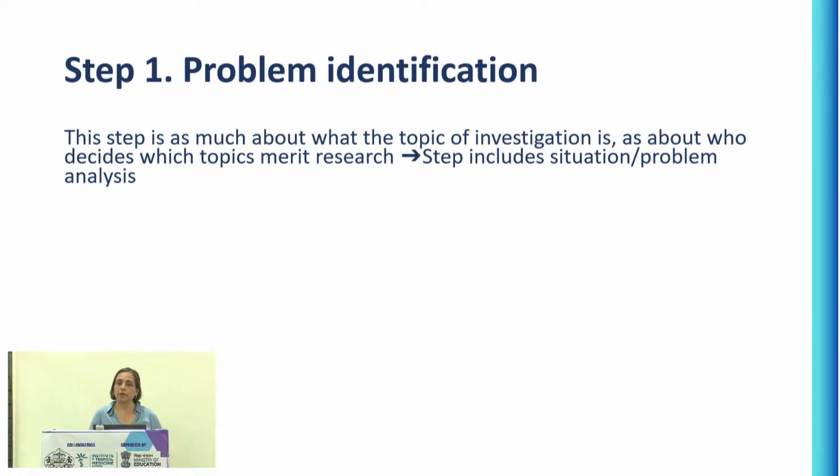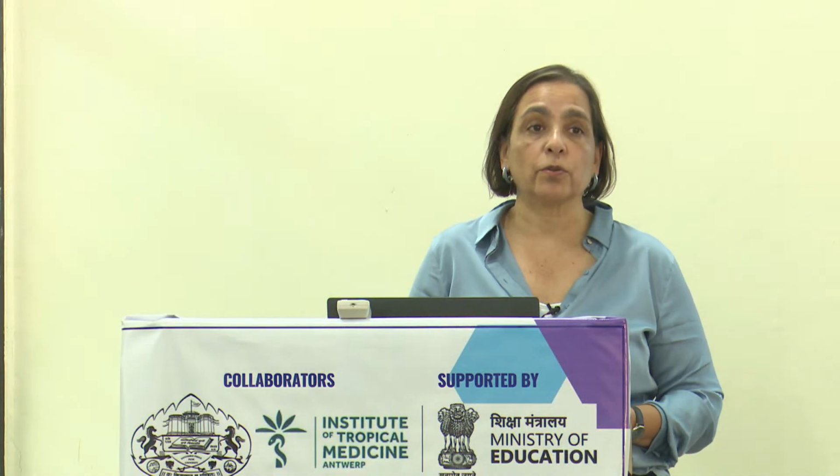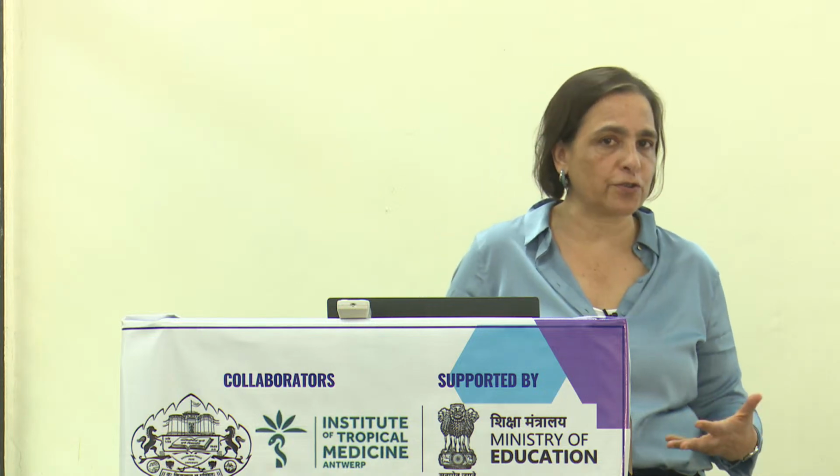So this step is as much about the topic of investigation as it is about deciding what merits research. Because when you choose to do your research, whether you're a PhD student or a master's student, or somebody who's commissioned to do a piece of work, you want to ensure that what you're doing is actually valuable, that you're not replicating work. You're not doing something that has already been done. And so you're going to do a lot of background research to find a question that's novel, that's interesting, that's unique.